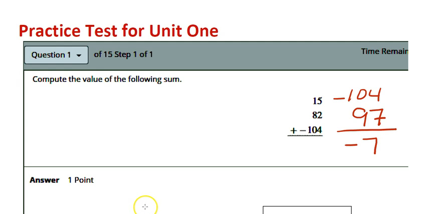There's a couple of ways to do this. You could add the 15 and 82 and get 97, and then put the larger absolute value on top, which is a negative 104, and then subtract this, get a 7, and then use the sign of the absolute value, which is negative here. Gives you a negative 7, or you just put it in your calculator, go right down.